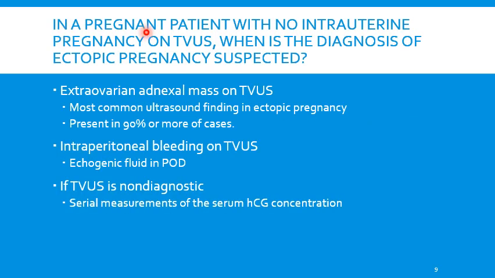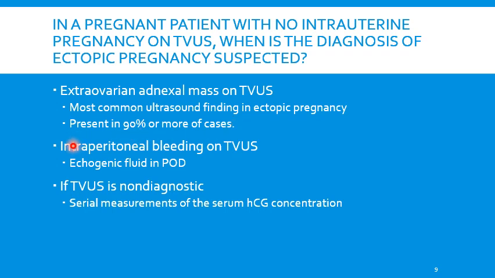In a pregnant patient that is UPT positive with no intrauterine pregnancy on transvaginal ultrasound, when is the diagnosis of ectopic pregnancy suspected? When there is an extra-ovarian adnexal mass, that is a mass which is separate from the ovary. This is the most common ultrasound finding in ectopic pregnancy, present in 90% or more of cases.